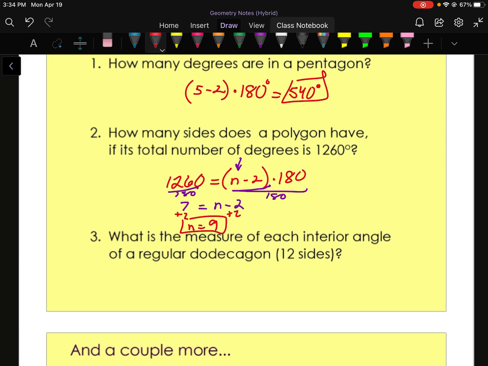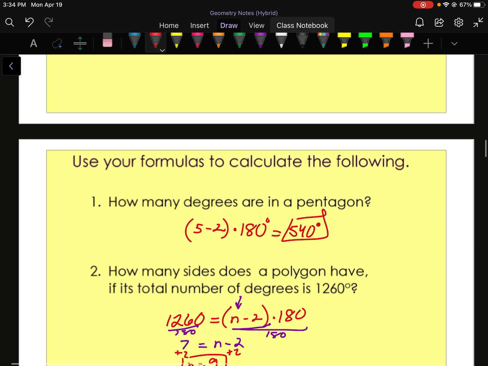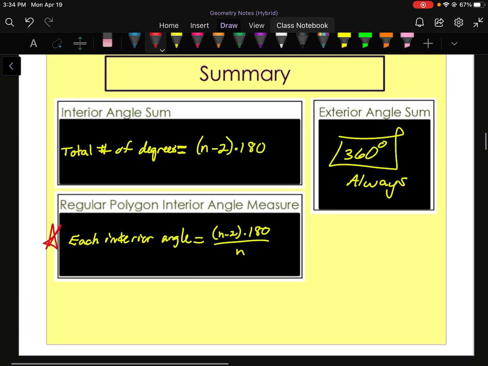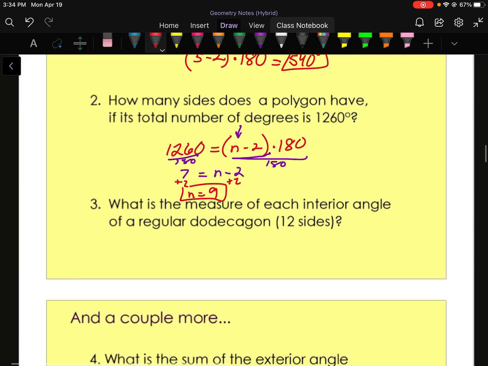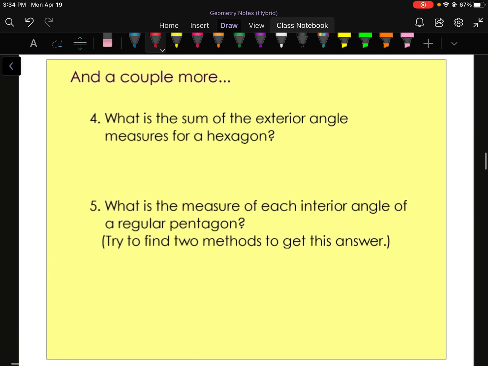What is the measure of each interior angle of a regular dodecagon? That's this second formula here. So we are going to take 12 minus 2 times 180, but now we have to divide it by 12 to figure out how many degrees each interior angle is. 12 minus 2 times 180 is 1,800 degrees, and if you divide that by 12, you get a nice even 150 degrees.